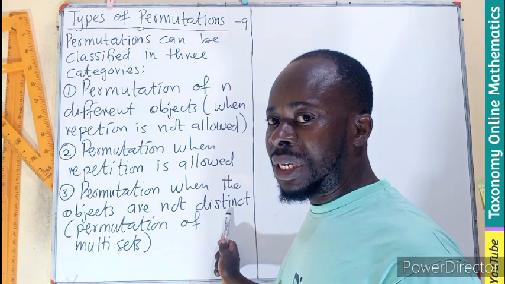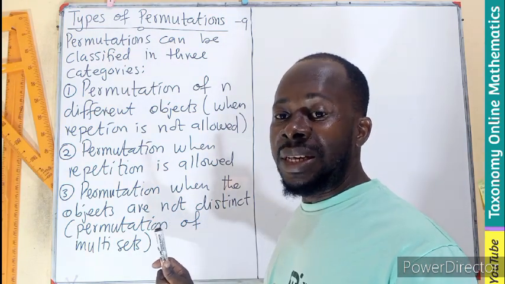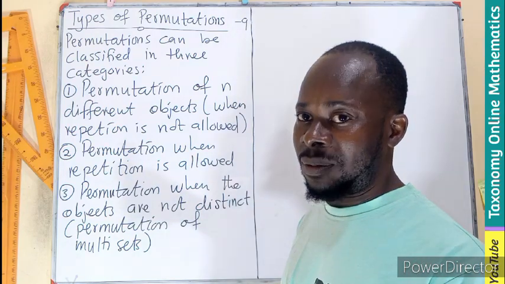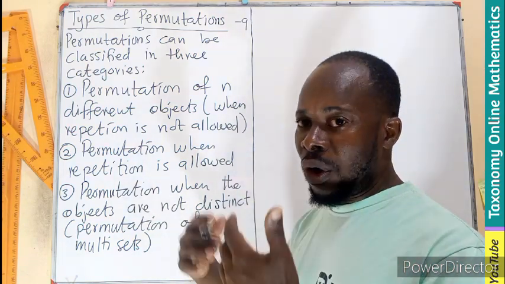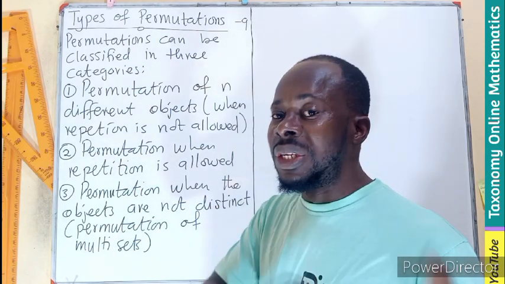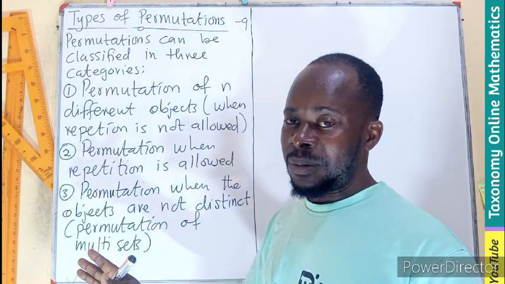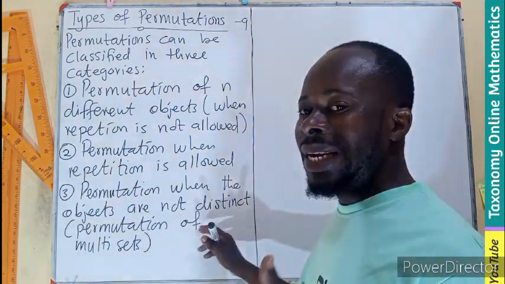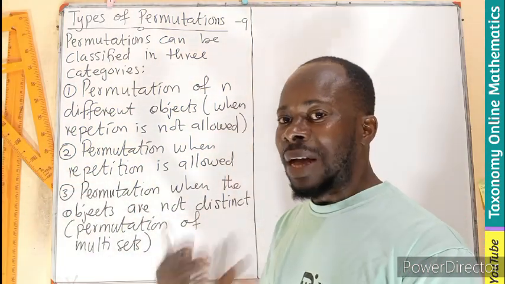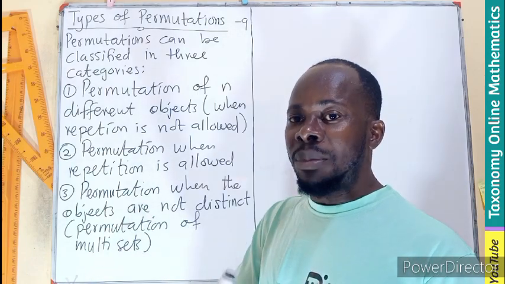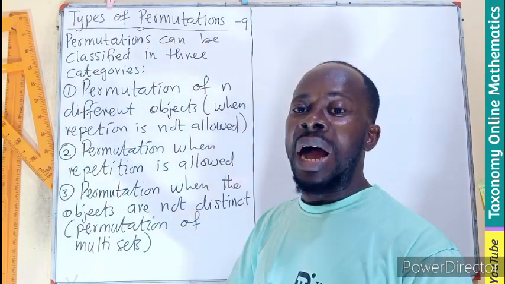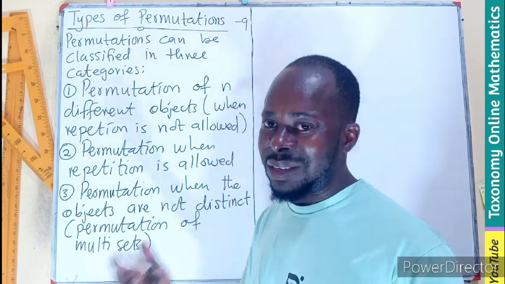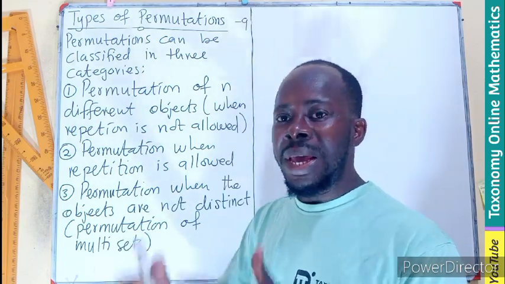Remember, the beginning definition was that permutation is just the arrangement of n distinct numbers or objects. It means all the objects we are going to be arranging are all different. There is none being repeated. But in this case, there will be some instances whereby some of the objects to be selected from are going to have repetition, as in the case of the word ball.